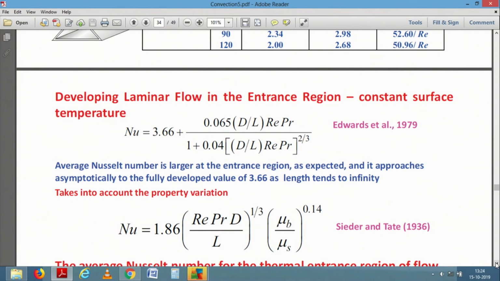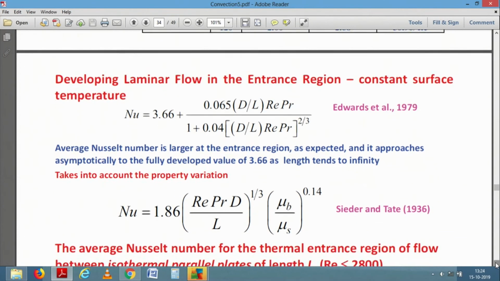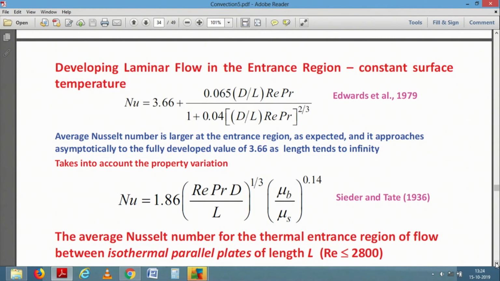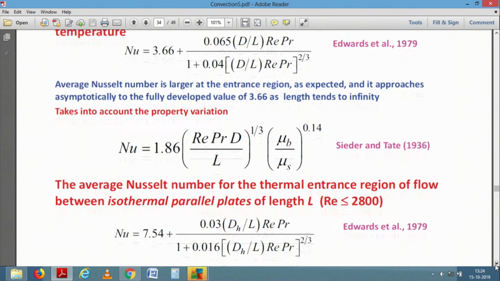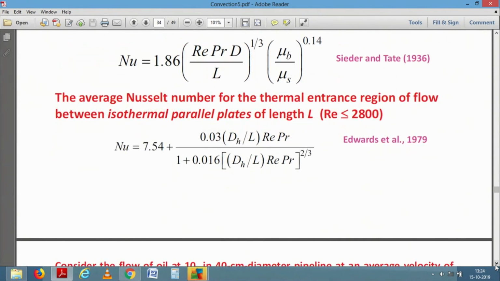If you are talking of the entrance length, Nusselt number is given by these formulae, and these are presented in most textbooks. So, you have noticed that you have Re Pr into D by L. Certain correlations are based on the bulk mean and the surface temperature viscosity. These can be used appropriately. Average Nusselt number for thermal entrance length between two isothermal plates is given by this formula by Edwards.